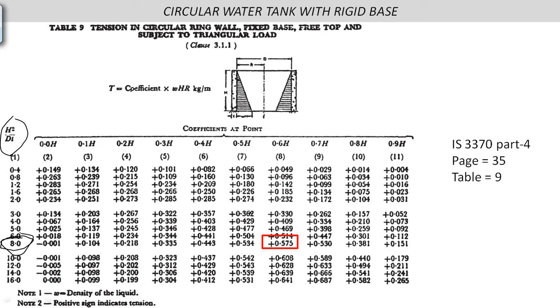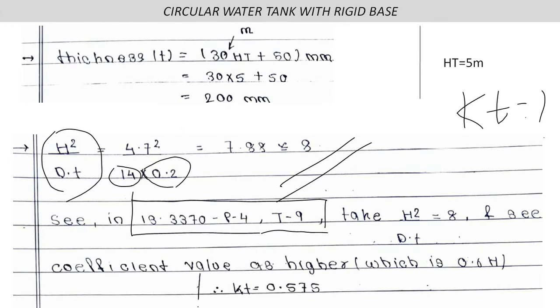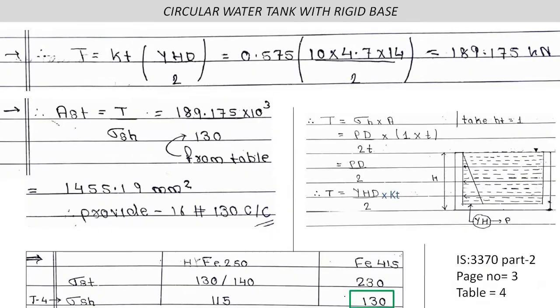So what we have to do, we have to observe all the values which are provided, and the maximum value should be taken from all of these. So the maximum value is plus 0.575, which is highlighted in the red box. From all these values, the highest value is 0.575. So we have to take this value for the value of h square upon dt as 8. So we have found the value of KT as 0.575. So we will move further.